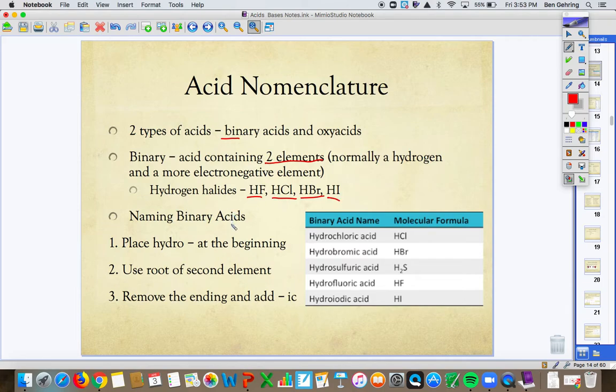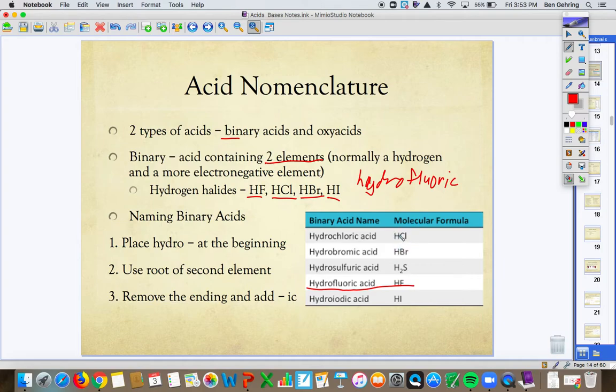When you name them, so steps to name. For example, HF. Step 1, place hydro at the very beginning. So you start with hydro. Then use the root word of the second element. This is fluorine, so fluor is your root. Instead of INE, we're going to change it to IC. So this is going to be hydrofluoric acid. That's HF.